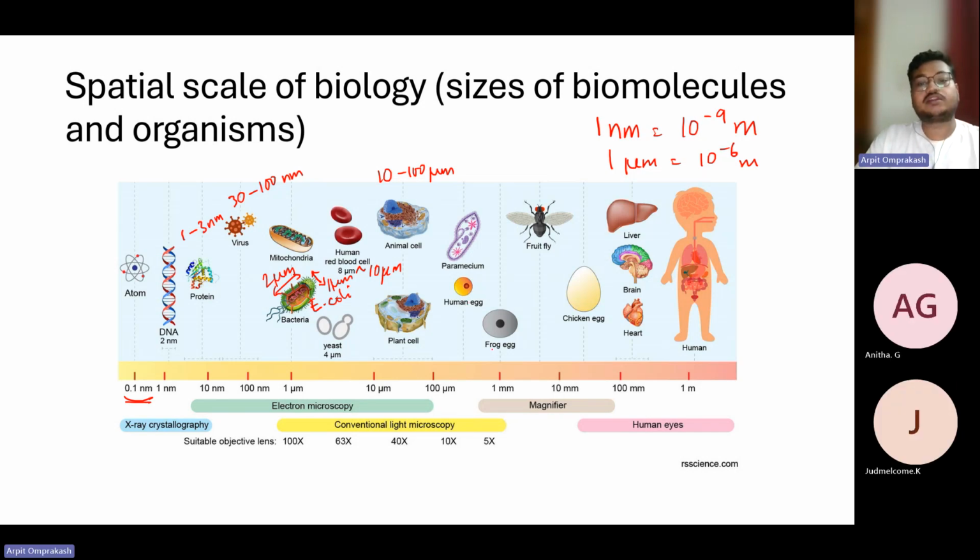cells such as the human egg and the frog egg, which basically are much larger. So for example, the frog egg can sometimes be around 1 millimeter.